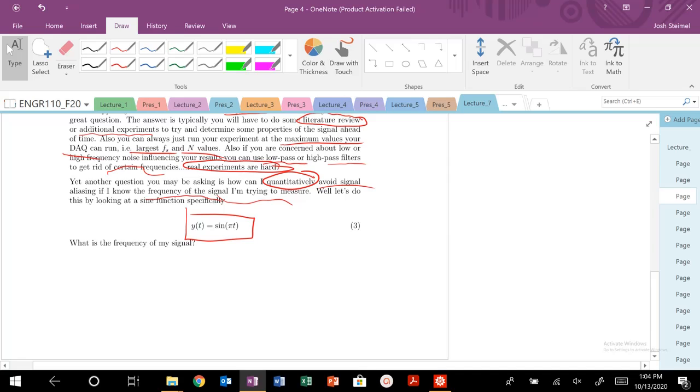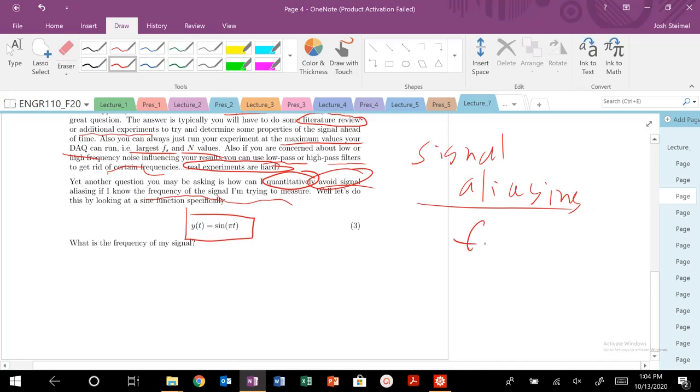Today we're going to talk about developing a quantitative measure to avoid signal aliasing. Specifically, we want to figure out, to avoid signal aliasing, i.e. when our sampled signal takes on a different signal than the original signal of interest, what is our condition on f_s? So how do we pick a sampling frequency such that we could avoid our signal aliasing?